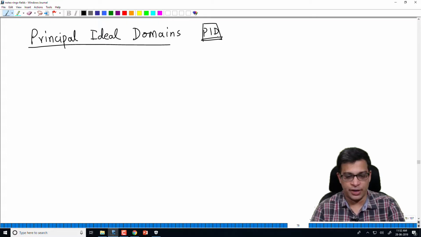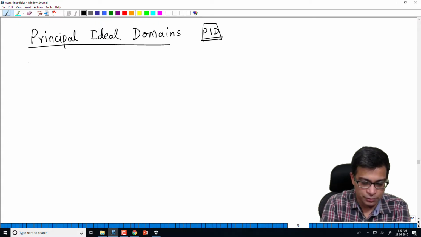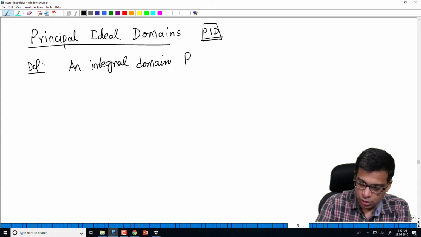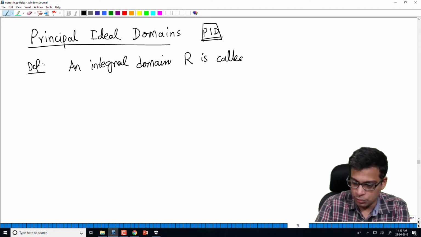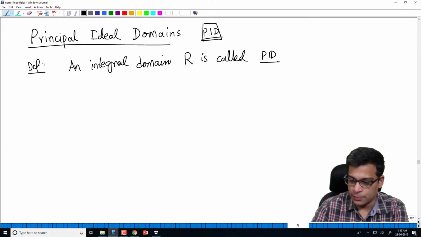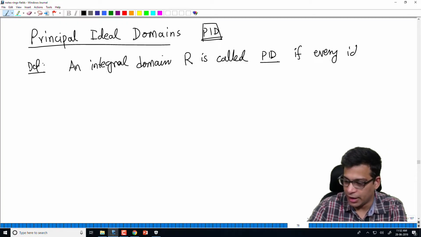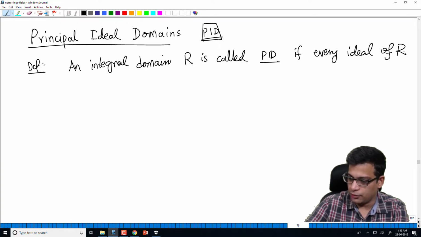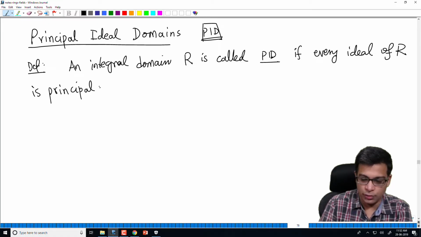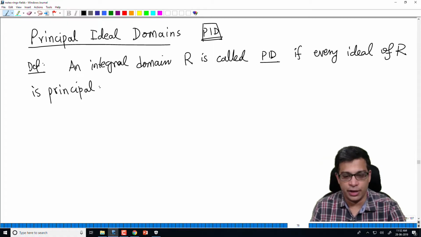So principal ideal domains are very simple. This is the definition. An integral domain R is called, and I will always use the abbreviation PID for principal ideal domain, a PID if, as the name suggests, every ideal must be principal. Every ideal of R is principal. So in other words, every ideal I is in fact generated by a single element.